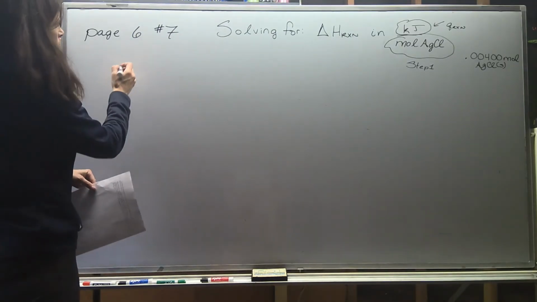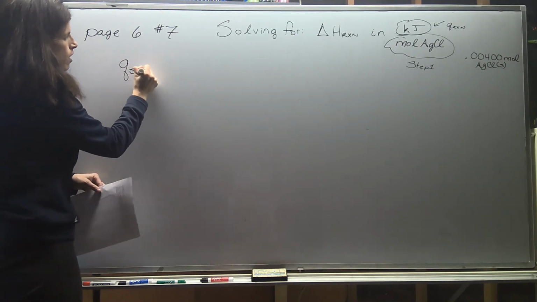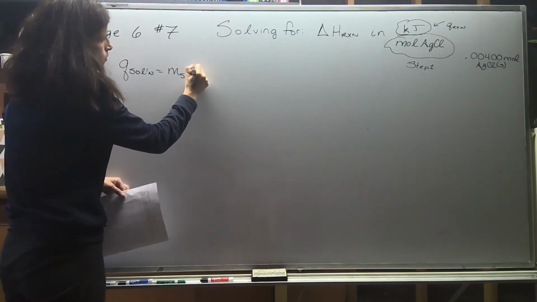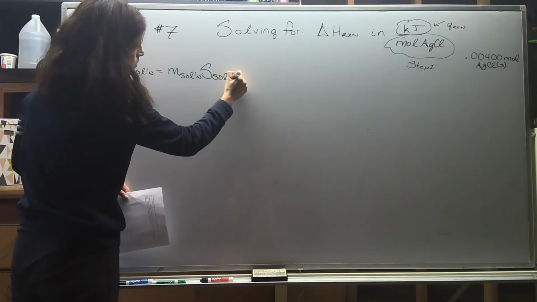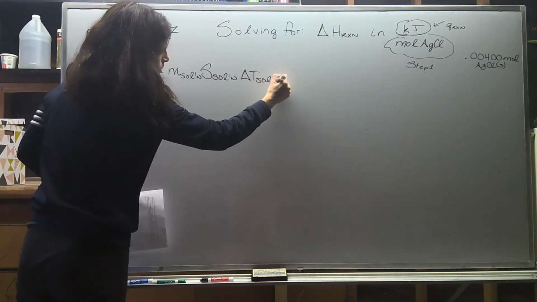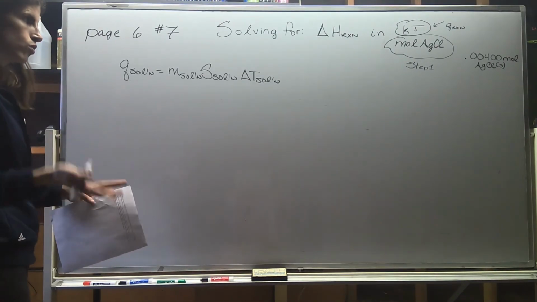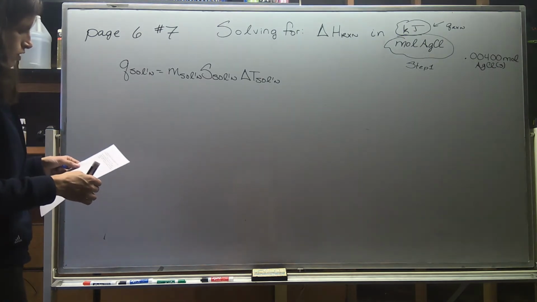We're going to focus on solving for Q. And just like the other problem, we're solving for Q of the solution. So I'm going to do the mass of the solution times the specific heat of the solution times the change in temperature of the solution. Whatever's going on in the solution is equal but opposite to the reaction itself. Organizing the information.